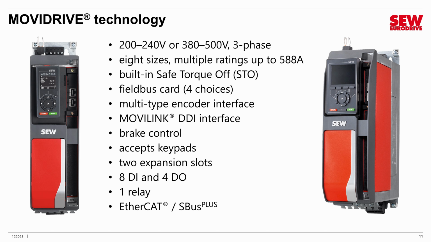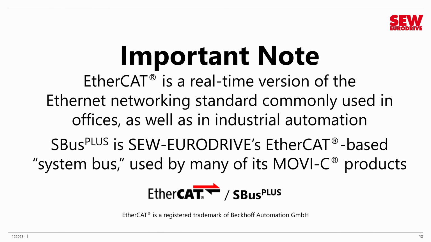Let me talk about this in a little more detail before we go any further, because this is an important idea. EtherCAT is a real-time version of the Ethernet networking standard commonly used in offices as well as in industrial automation. The difference between EtherCAT and standard Ethernet is that EtherCAT is real-time. It responds very quickly and in a very predictable amount of time. It's very good for industrial control for this reason.